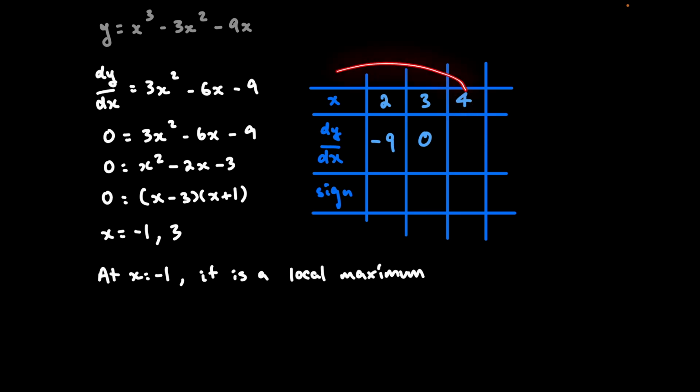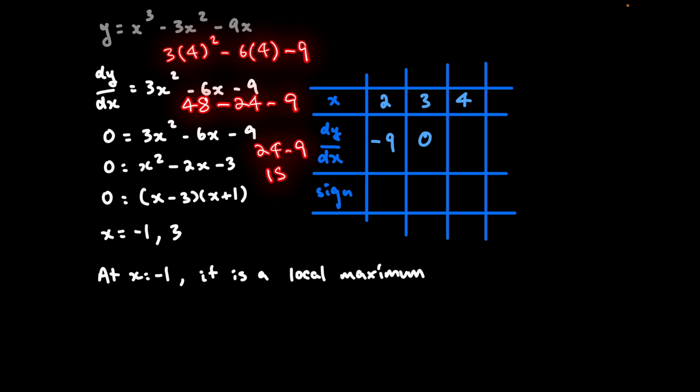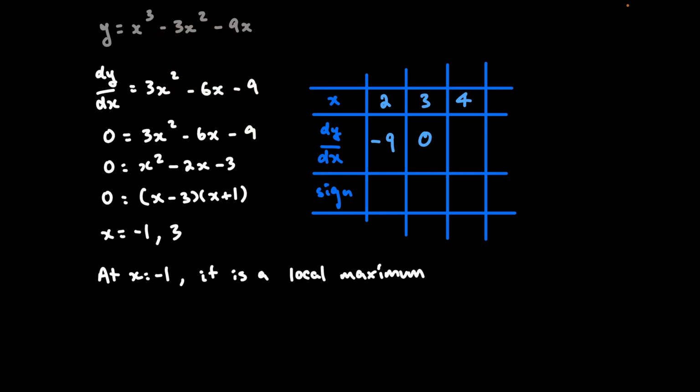And then when x equals 4, we can do the same thing. Sub it into this equation. 3 times 4 squared minus 6 times 4 minus 9. 4 squared is 16, times 3 is 48. Minus 24, minus 9. So this will give us 24 minus 9, which will give us 15. So that is our derivative, 15.